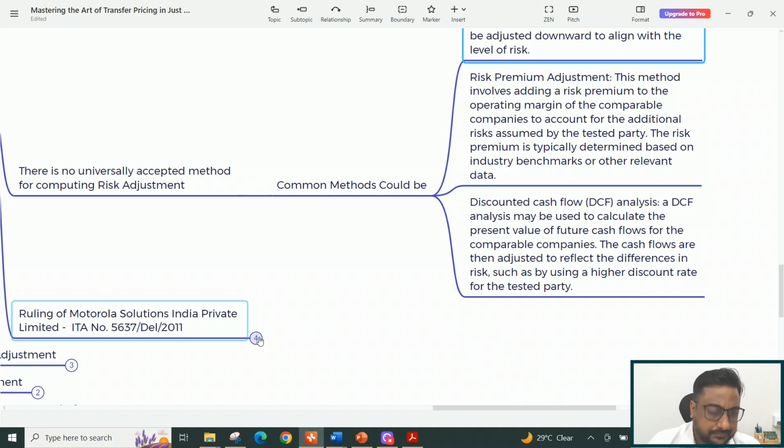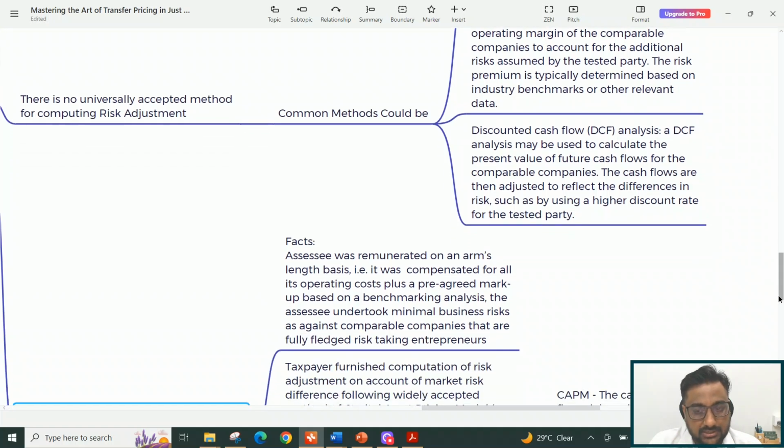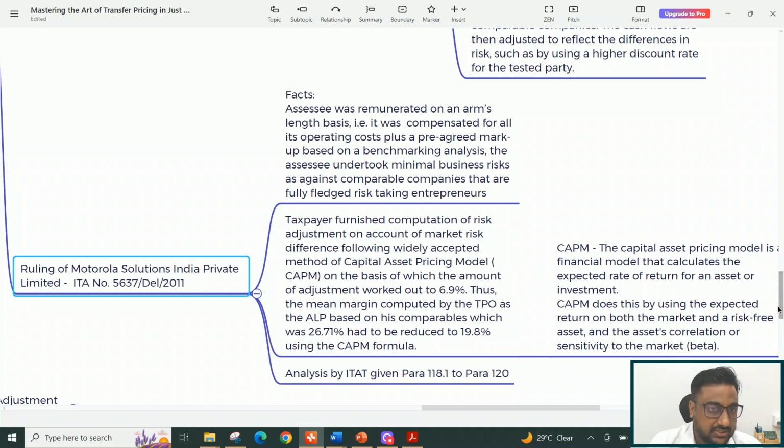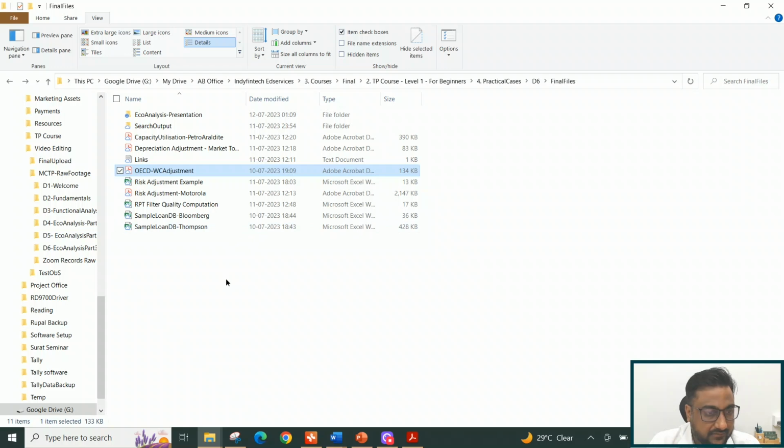But at the end of the day, it will be your judgment and your prudence that you should apply that adjustment or not. So I will explain this ruling afterwards, but first I'll just go to the example which I have devised to explain the risk adjustment, so that it clears your mindset.